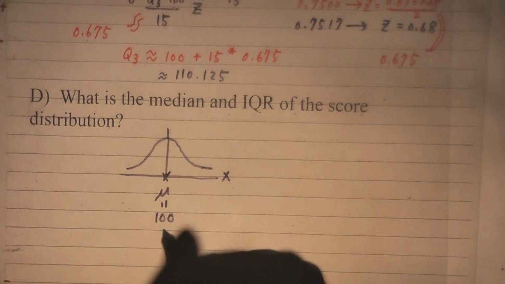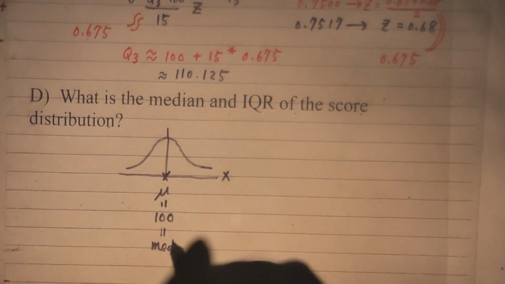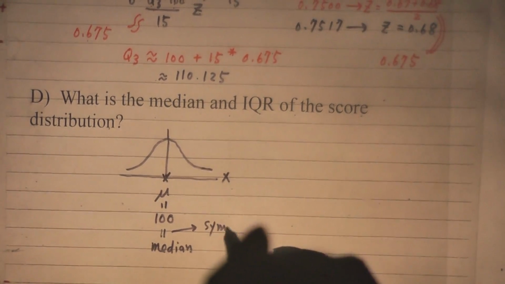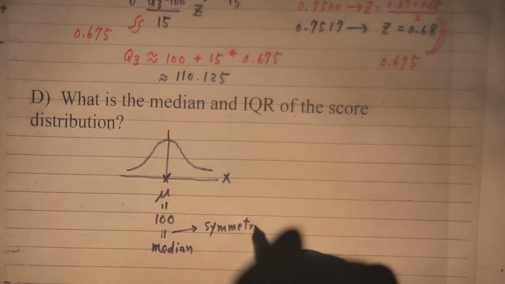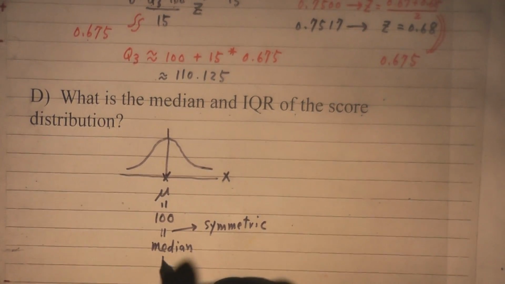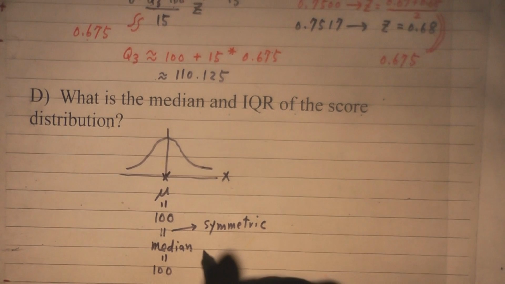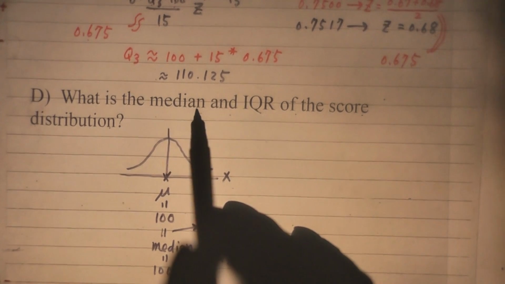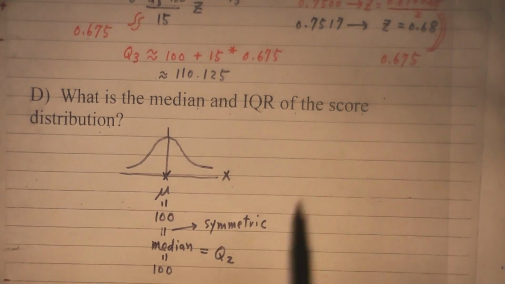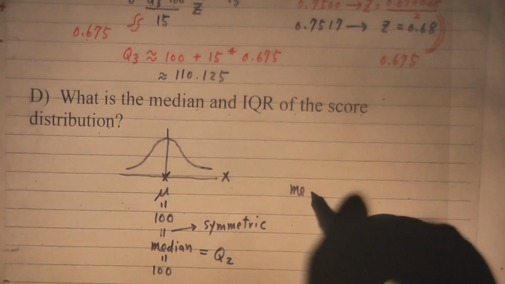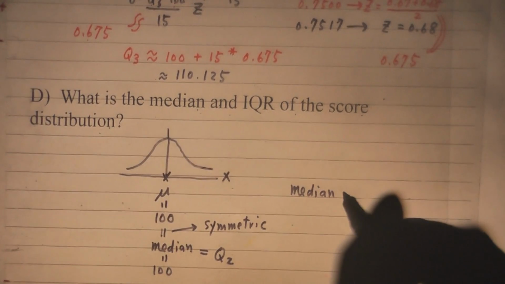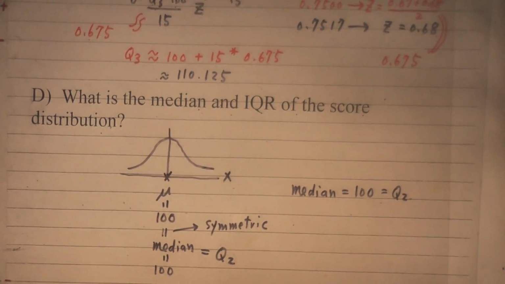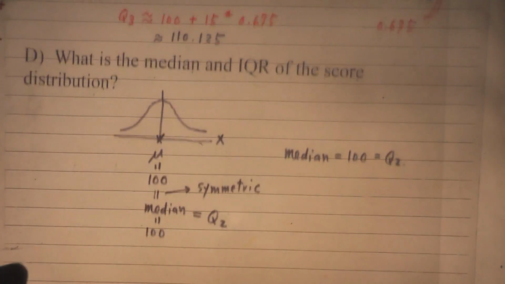But we also know the mean equals the median. Why does the mean equal the median? Because of the symmetric property. So the median is also equal to 100. And we know the median is also called Q2. So we have solved the first question. What is the median of the score distribution? The median is equal to 100, and remember, it's also equal to Q2. Now, for the second one, we want to find the IQR of the score distribution.